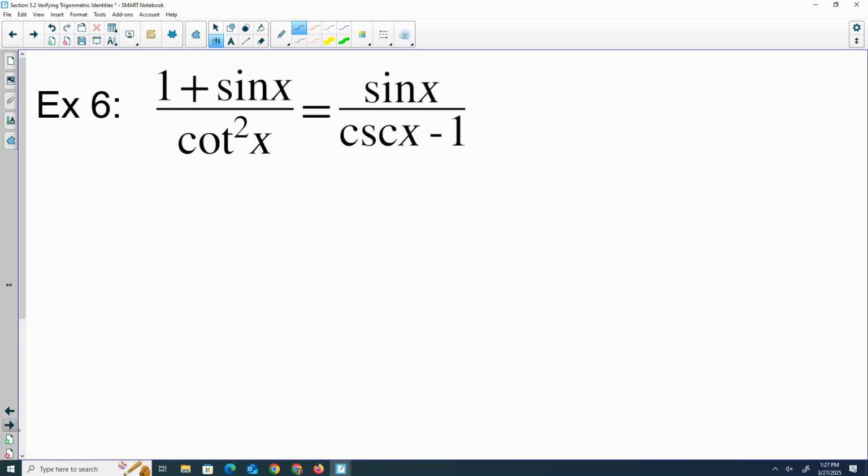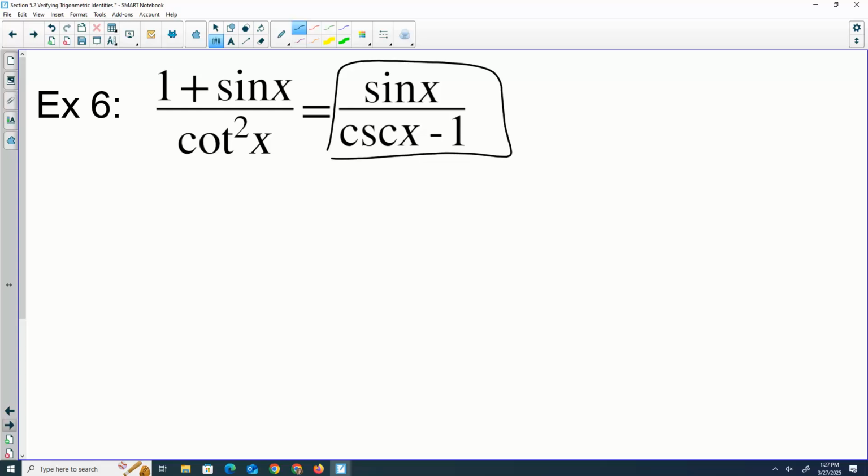Any thoughts? Which side do you want to box in? It's not really right or wrong. So if you don't know, pick one. Which one do you want me to try? Okay. And we know worst case scenario, if we get stuck, we can come back and try to work that side and get them to the same point.